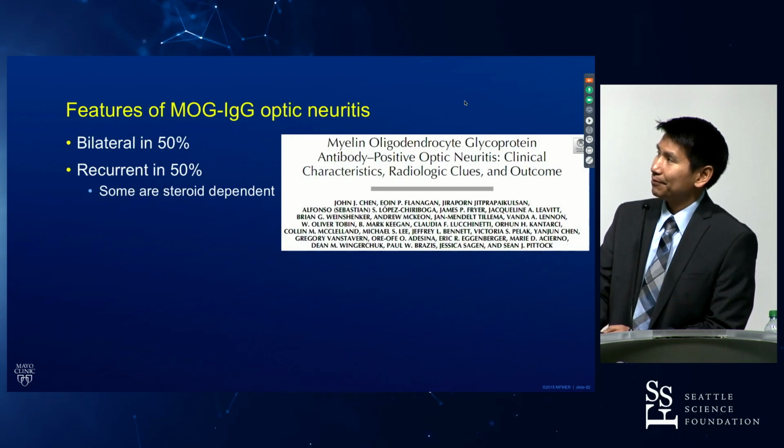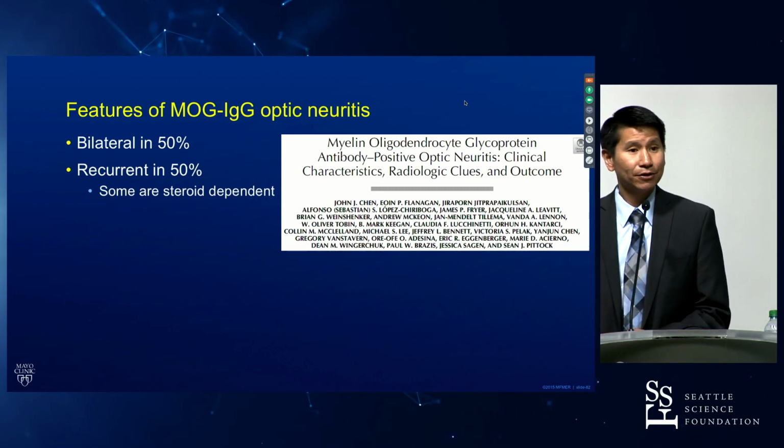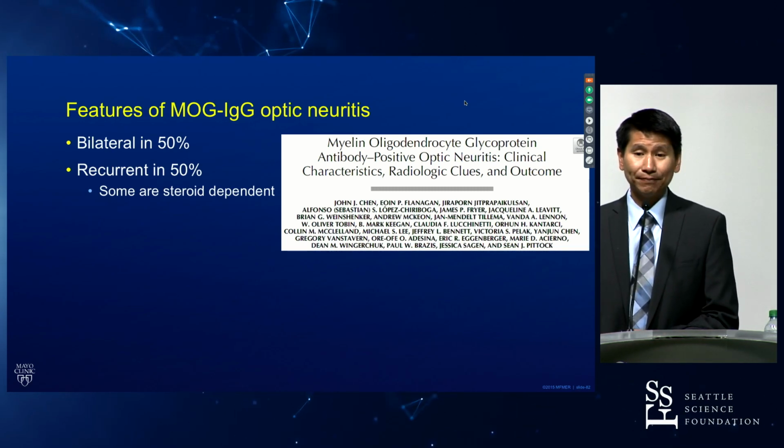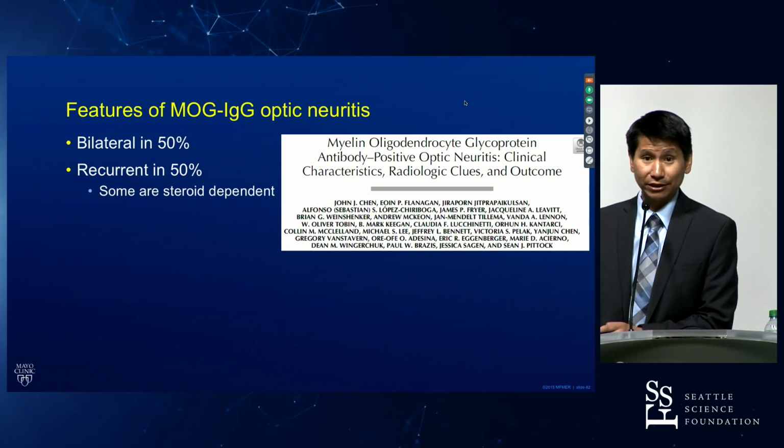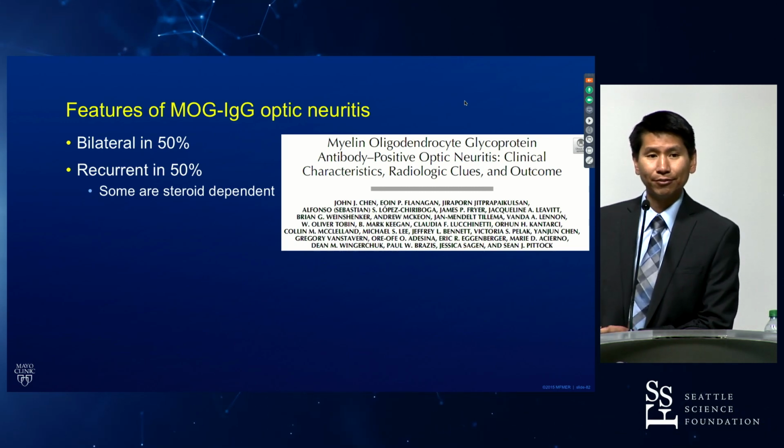And in terms of features that make you think about MOG optic neuritis, one is 50% are bilateral, 50% are recurrent, some are steroid dependent. So if you have any of those features, you want to think about MOG.